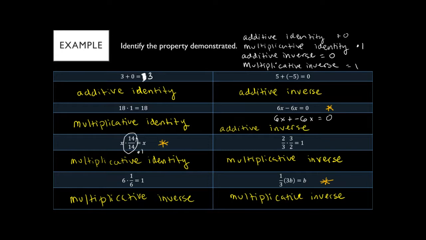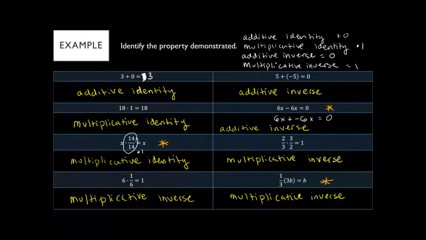And so when you're solving, if you're ever wondering, well, why are we allowed to do this? Why are we doing this? You want to go back to these properties. The additive inverse, the multiplicative identity, which is used, and then the multiplicative inverse.